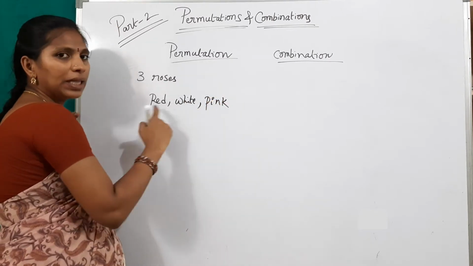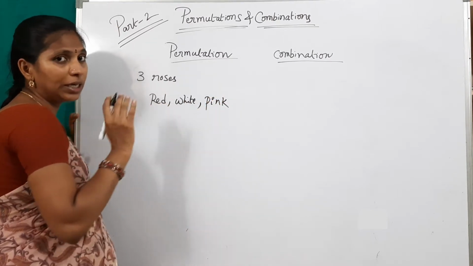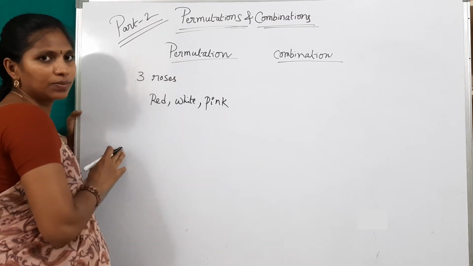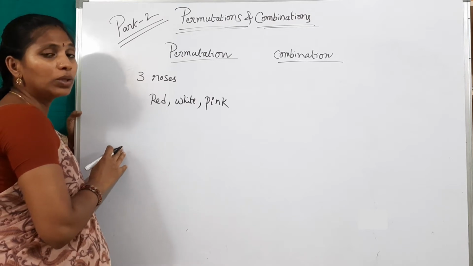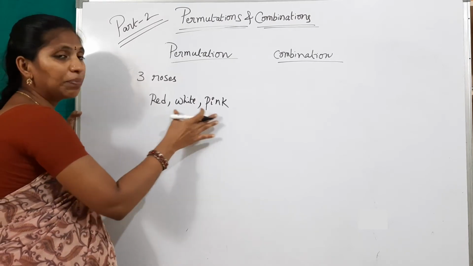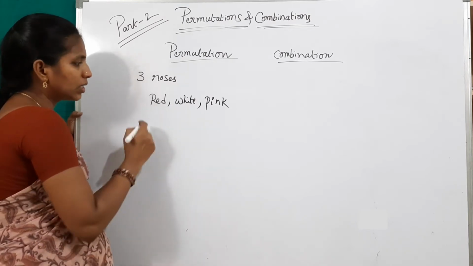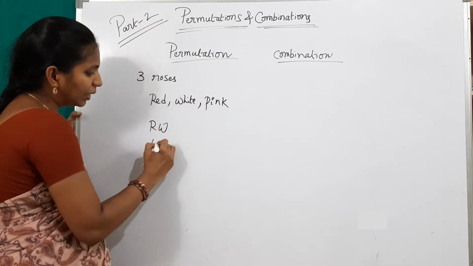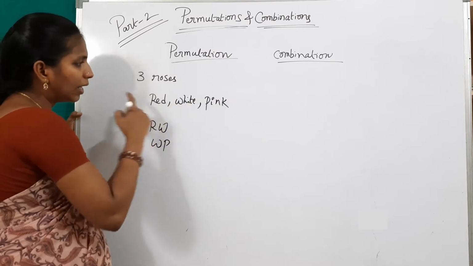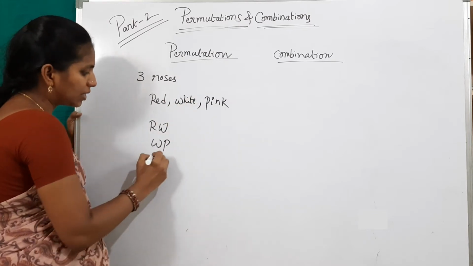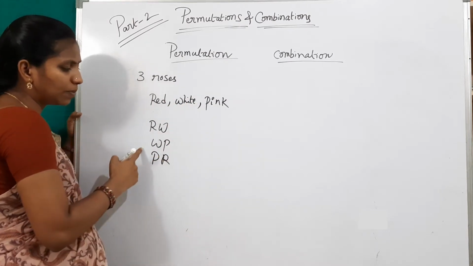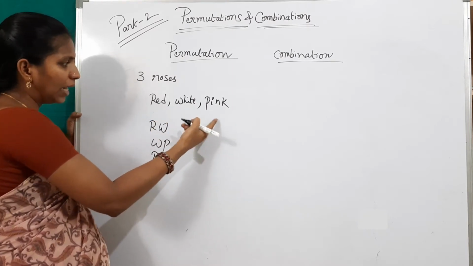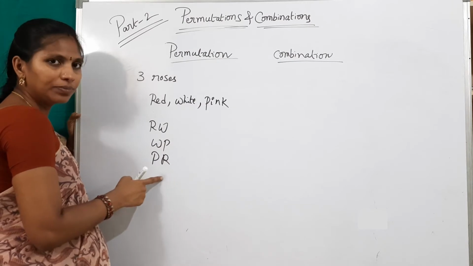Red, white, pink. There are 3 roses in different colors. Now I want to pick 2 roses. I want to take 2 roses from these 3 roses. Suppose red, white, and another one is white, pink, and another possible way is pink, red. How many possible ways are there? 3. Red, white, white, pink, and pink and red.